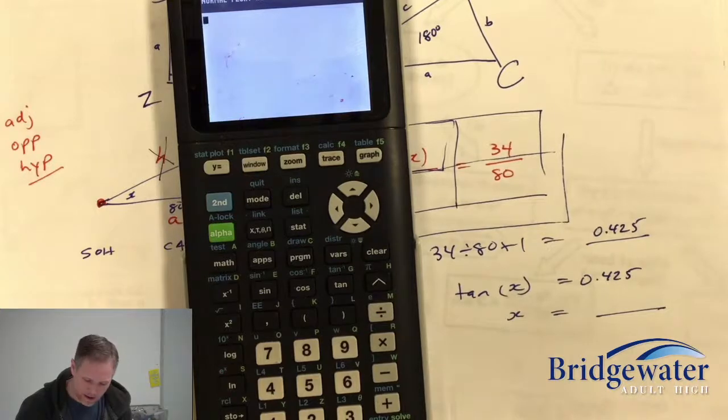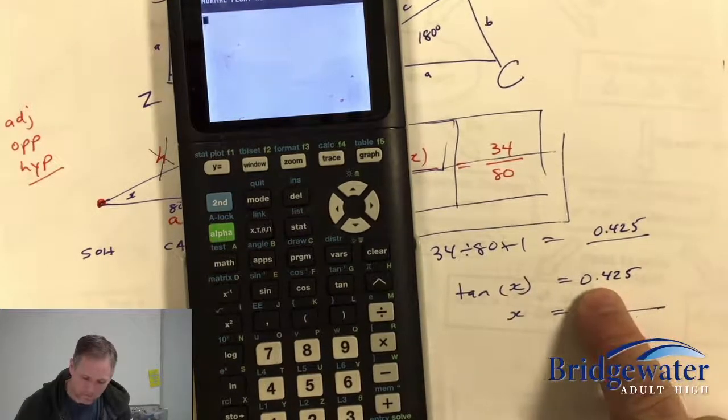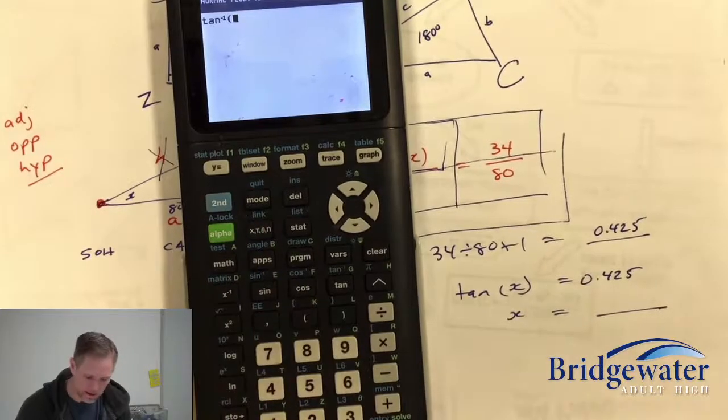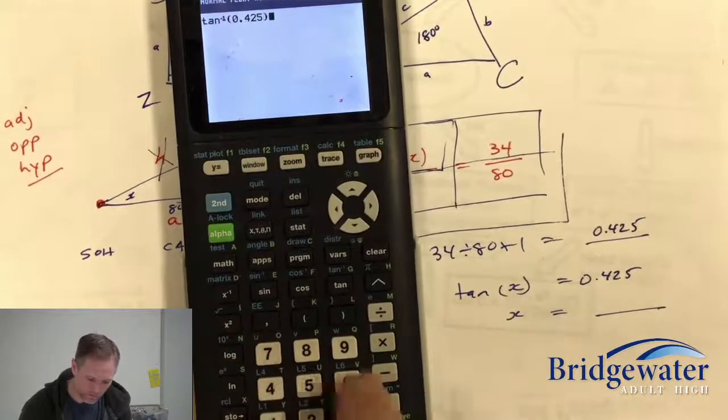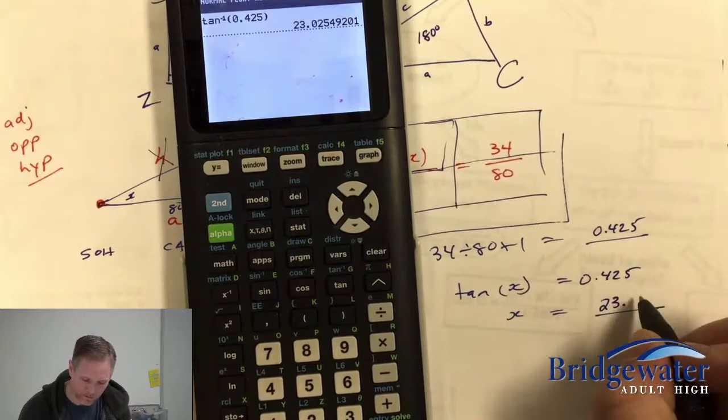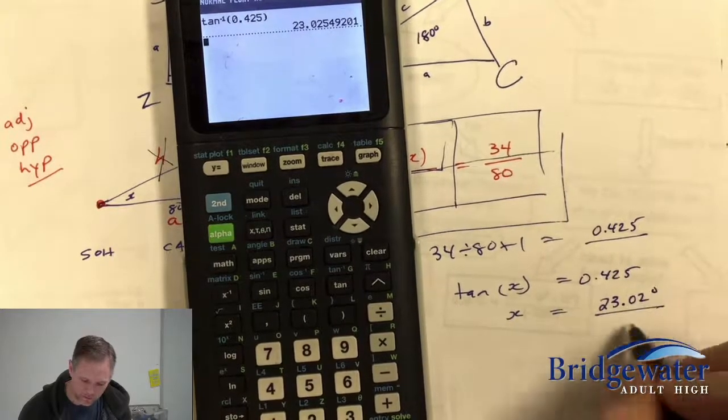Okay, so 0.425. What I do is I go second function tan, and I put 0.425. And the degrees, so the actual x by itself is 23.02 degrees.